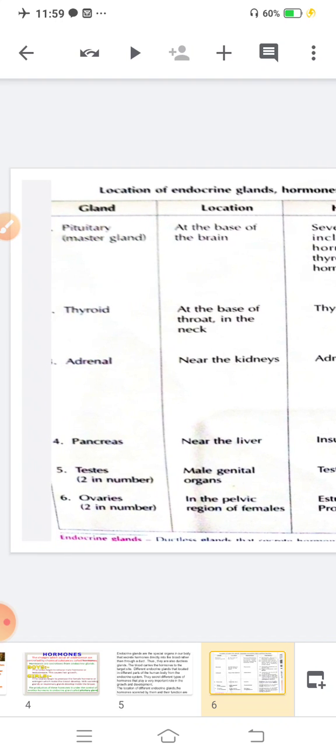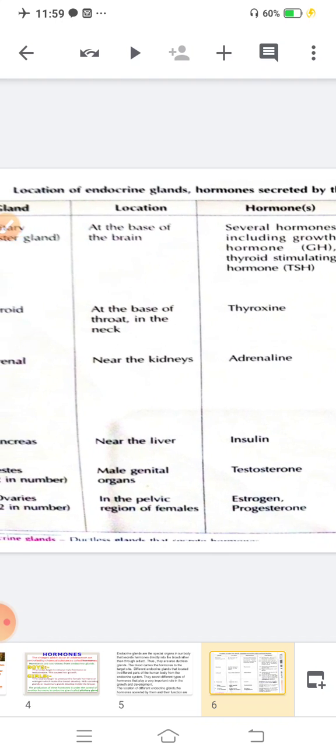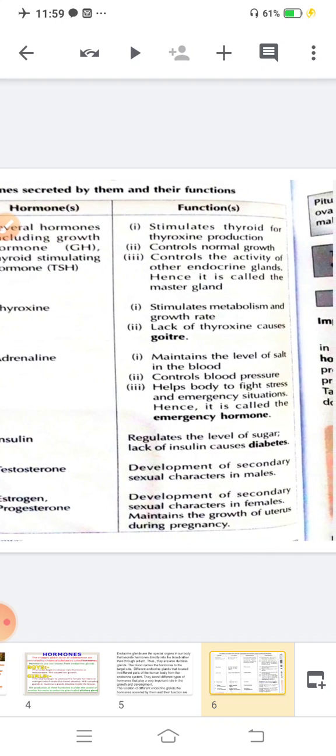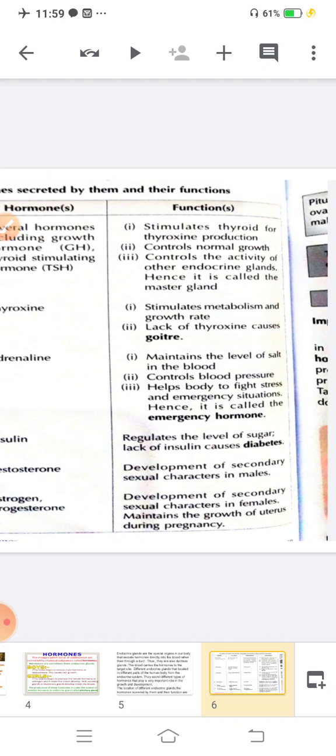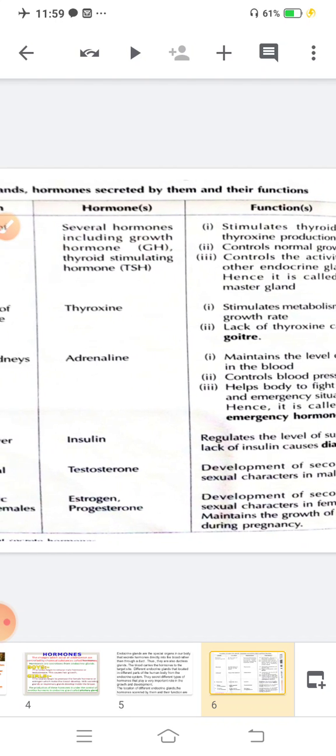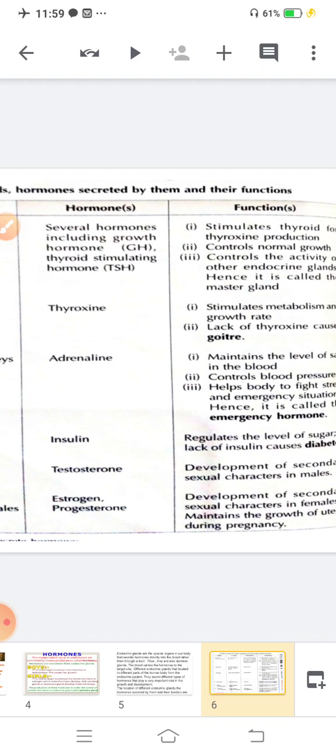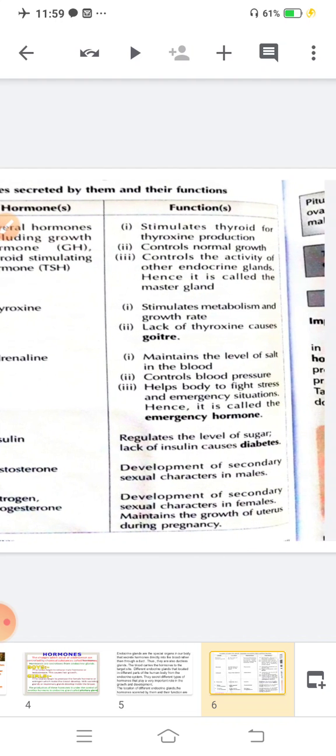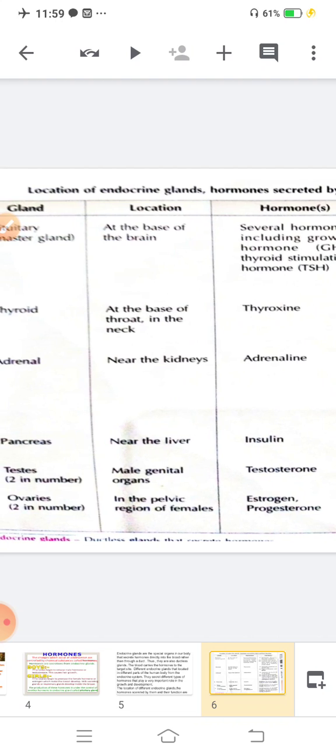Second is the thyroid. Location: at the base of the throat in the neck. Hormone: thyroxine. Function: stimulate metabolism and the growth rate. And second, lack of thyroxine causes goiter. If in your body there is a lesser amount of thyroxine, you will suffer from a disease, and that disease is known as goiter. Clear? And its location is at the base of the throat in the neck.